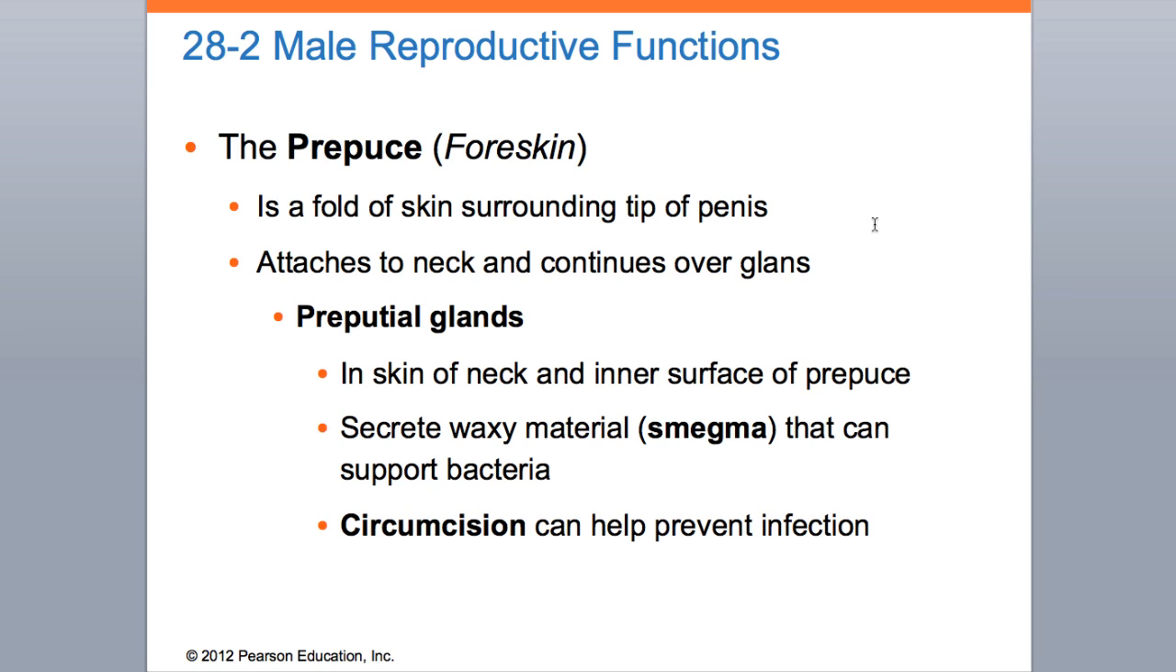This is the foreskin. Some countries, some cultures, they have circumcision. So circumcision can help prevent infection because it actually removes the covering that goes over the head of the penis, and therefore it is cleaned out. It prevents infection. Some people even say it prevents penile cancer. So that's something to keep in mind. So this slide is important.